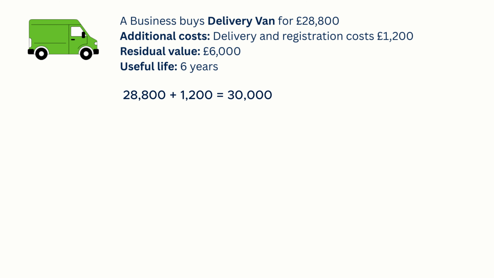£28,800 plus £1,200. £30,000 is the figure that appears on the balance sheet, and this is the starting point for depreciation. The van will be worth £6,000 at the end of its life. This is important because the business is not using up that £6,000. It will still exist at the end. So, just like in the first example, we do not depreciate the full cost.